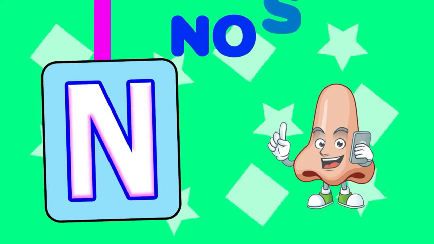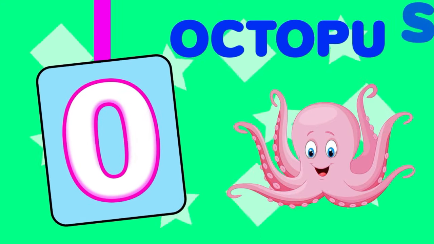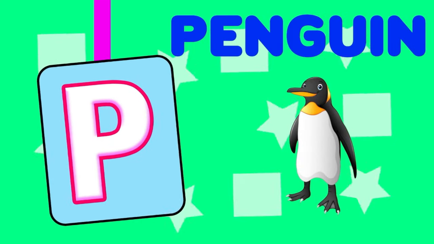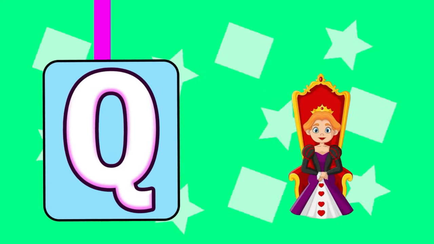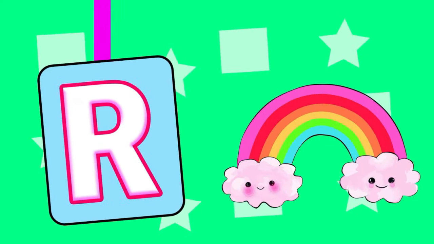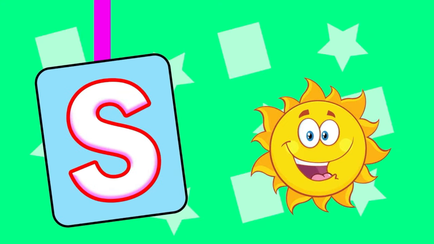N for nose. O for octopus. P for penguin. Q for queen. R for rainbow. S for sun.